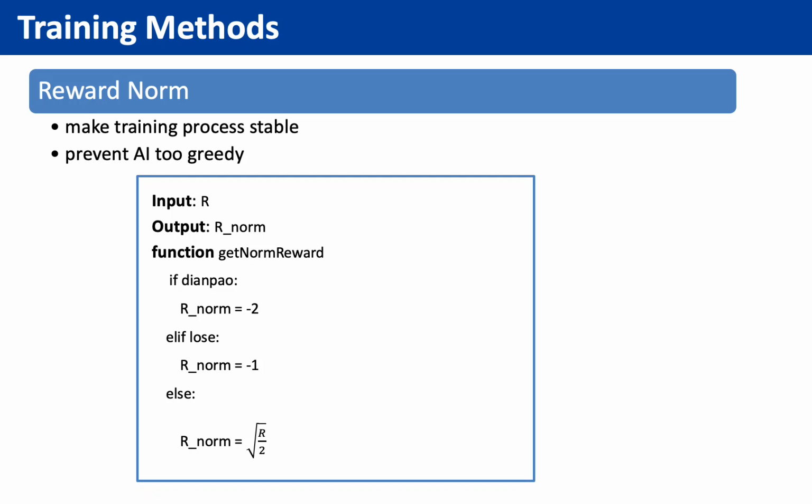During the training process, we found the variance of the value loss is very high. This is because in the Mahjong game, the scores of different winning hands vary greatly. Therefore, we use reward normalization to shrink the difference between different rewards and effectively make the training process stable. Besides, reward normalization can, to a certain extent, prevent the pursuit of a high score at the cost of not winning. The details of reward normalization are shown in this slide.